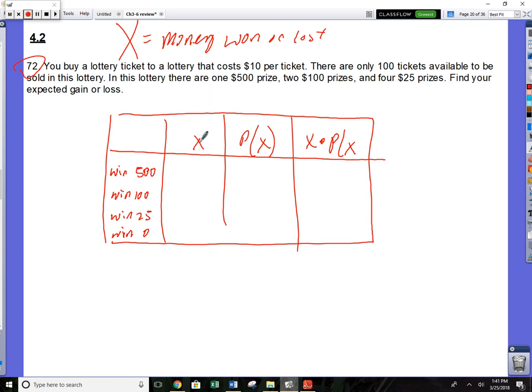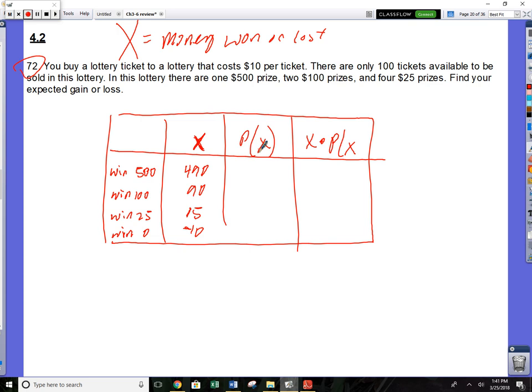Now, in actuality, you're not going to win $500. We have to consider the cost of a ticket. So, say I buy one ticket for $10 and they give me $500, so I really only won $490. This is going to be the same. This is going to be 90. This is going to be 15. And this is going to be -10.